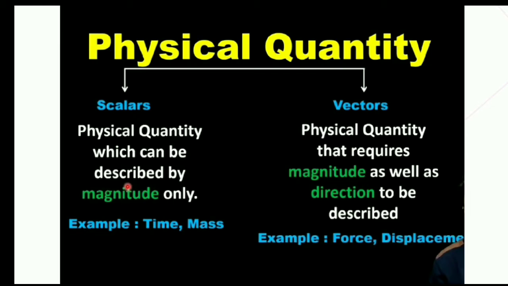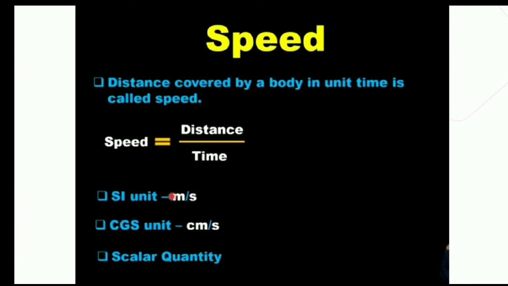I hope you understood physical quantity and also scalar and vector quantity. Now let us learn about speed. Distance covered by a body in unit time is called speed. Now what is speed? It is the distance covered in a unit time. Now this unit time can be seconds, minutes or hours. So in that particular unit time, how much distance is covered, that is called speed.